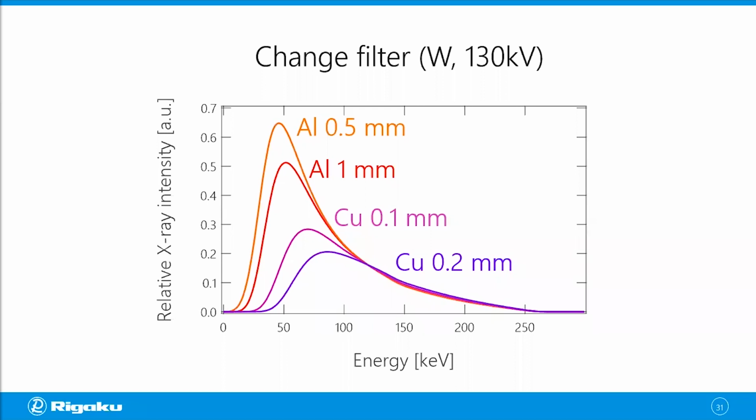And the trend you see here is that X-ray intensity goes up when you change the filter to lighter, thinner material. And also the energy distribution shifts towards the lower side. So this is another thing you can do to get low energy X-rays.